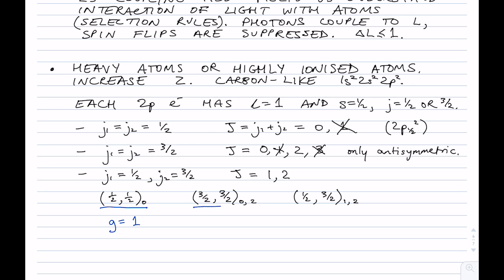What about this one here? What's the degeneracy of the states? Well, one of them has J equals 0, so that has a degeneracy of 1. And the other one has a degeneracy of 5 because it's J equals 2. So the one with J equals 2 can have M equals minus 2, minus 1, 0, 1, or 2. So 5 different states. And then finally, this one has a degeneracy of 3 and a degeneracy of 5. So the total number of states is 1 plus 1 plus 5 plus 3 plus 5 equals 15.